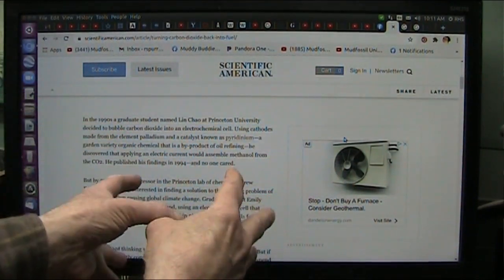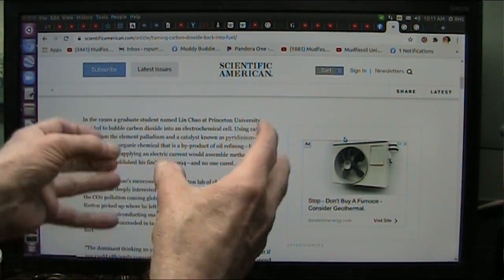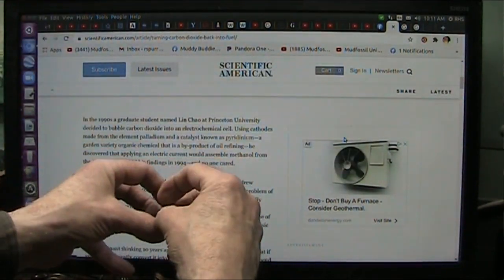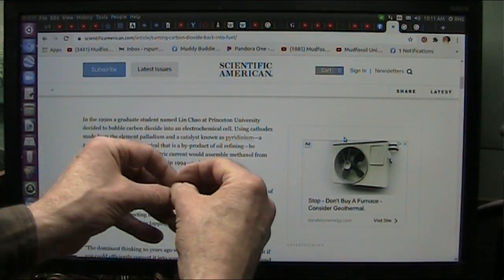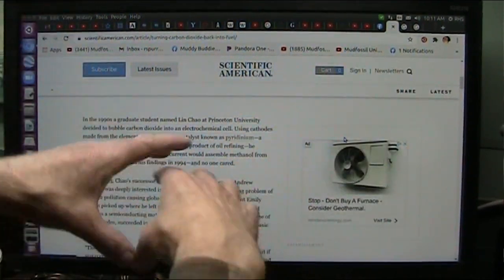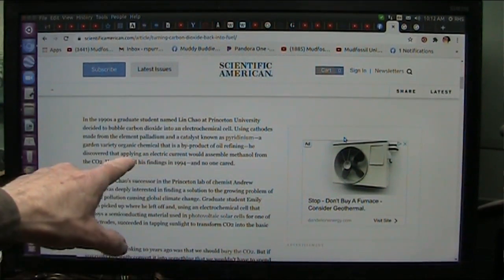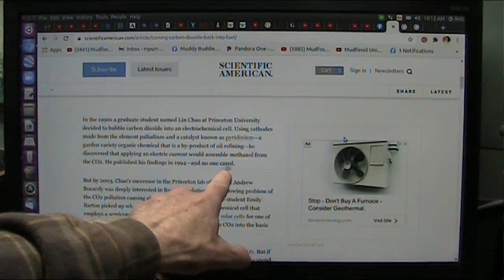What it does is disassociate the oxygen from the carbon, because you're injecting it with electrons, and then the least number of electrons reattaches the hydrogen to the carbon, and then you form hydrogen bonds. And that's exactly what he did. Nobody cared.